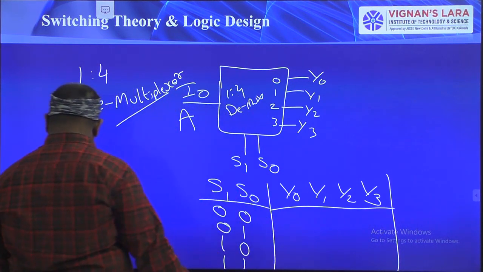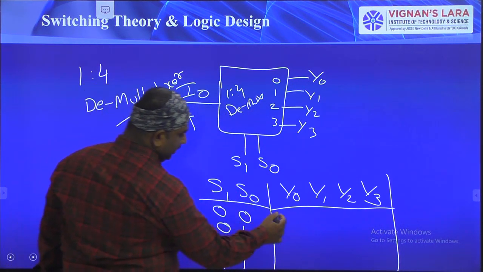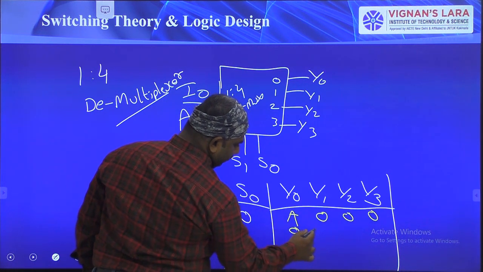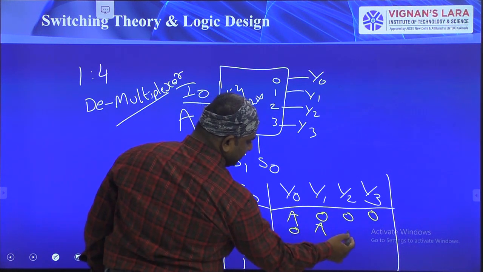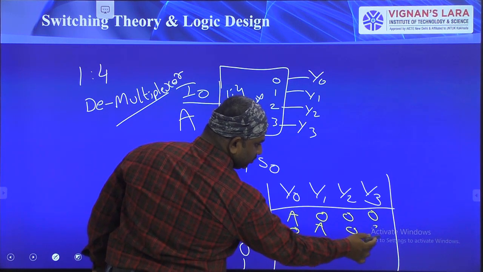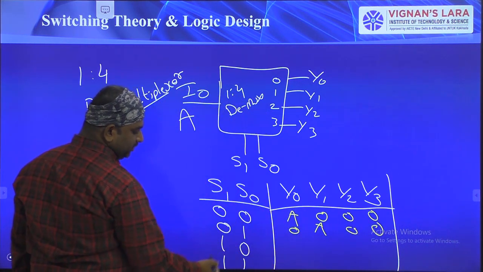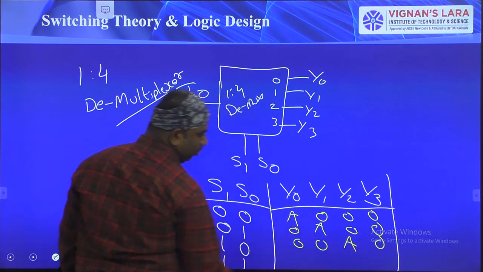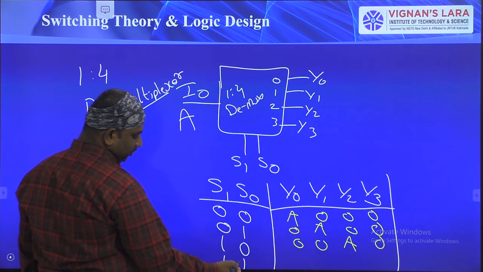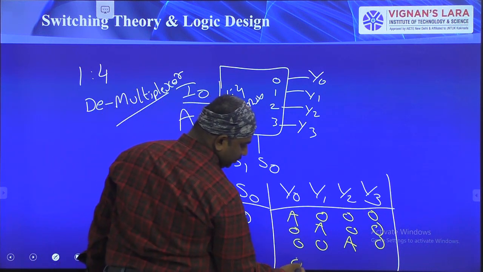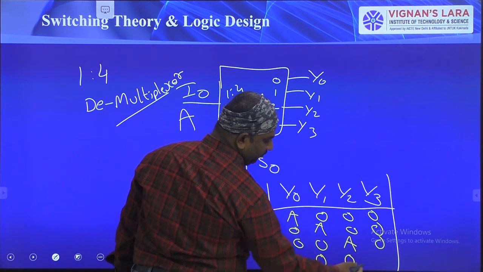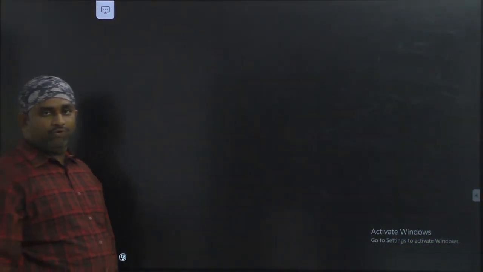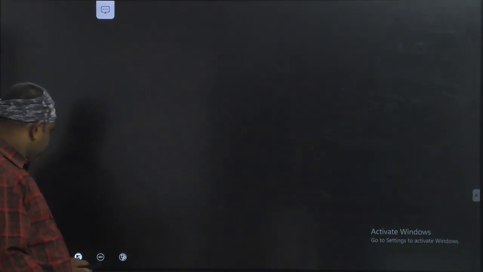So now I will represent, see here. Here A, there is no information here. When you select 0, 1, output is available at Y1. There is no information at the remaining places. If you select 1, 0, the information is available at Y2 and there is no output at Y0, Y1, Y3. When you select 1, 1, there is no information at Y0, Y1, Y2. Information is available at Y3. So output Y3 is equal to A.